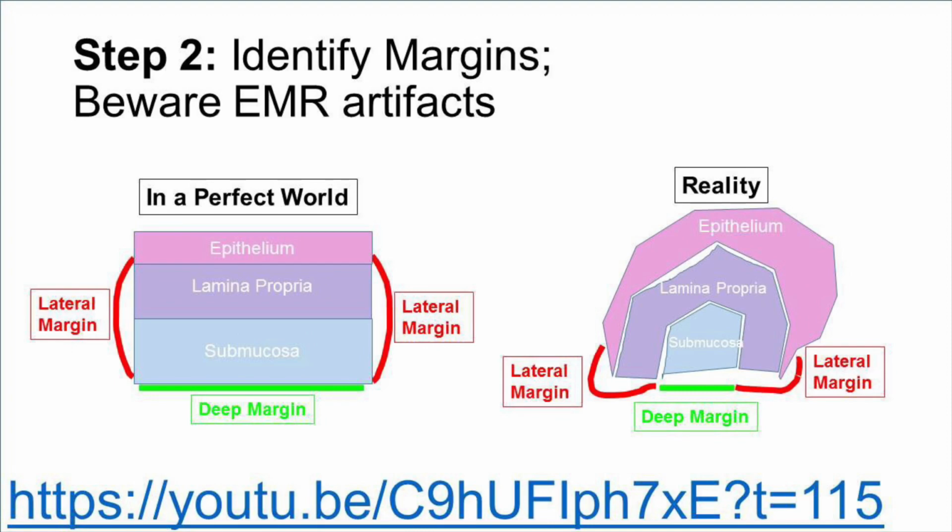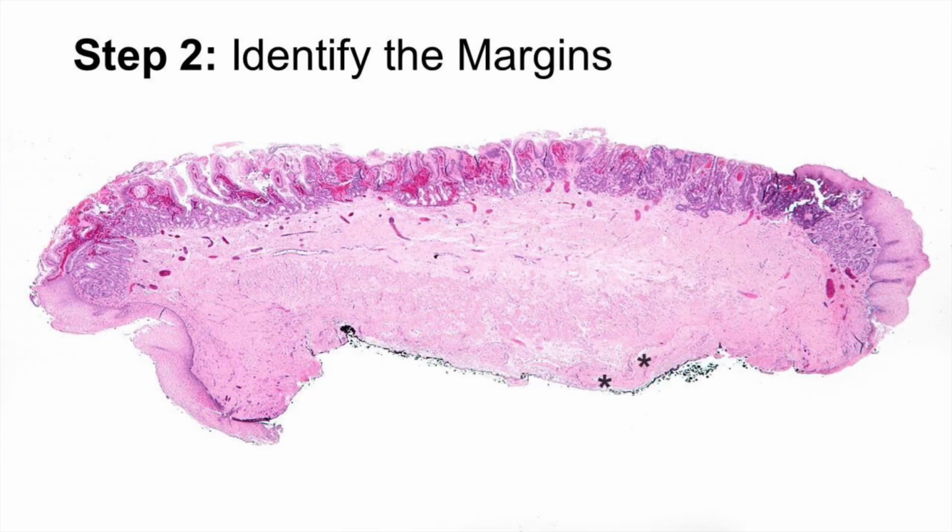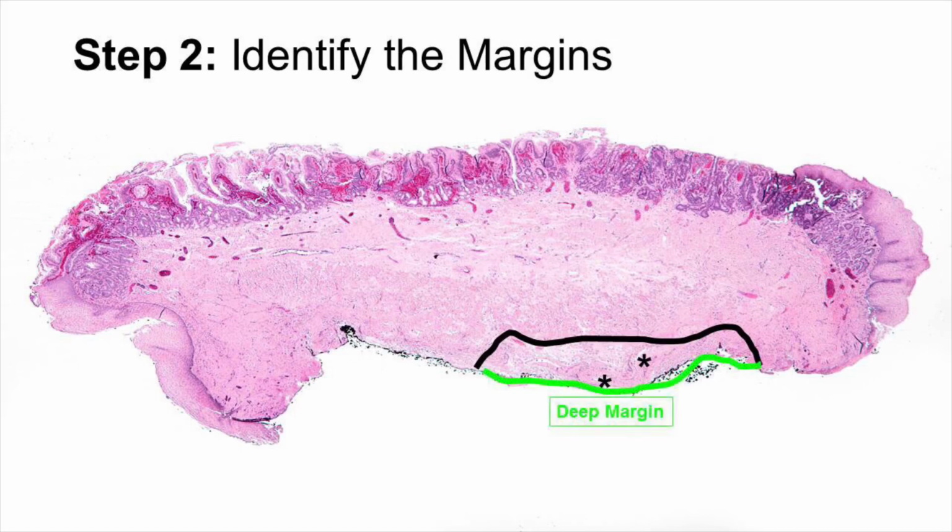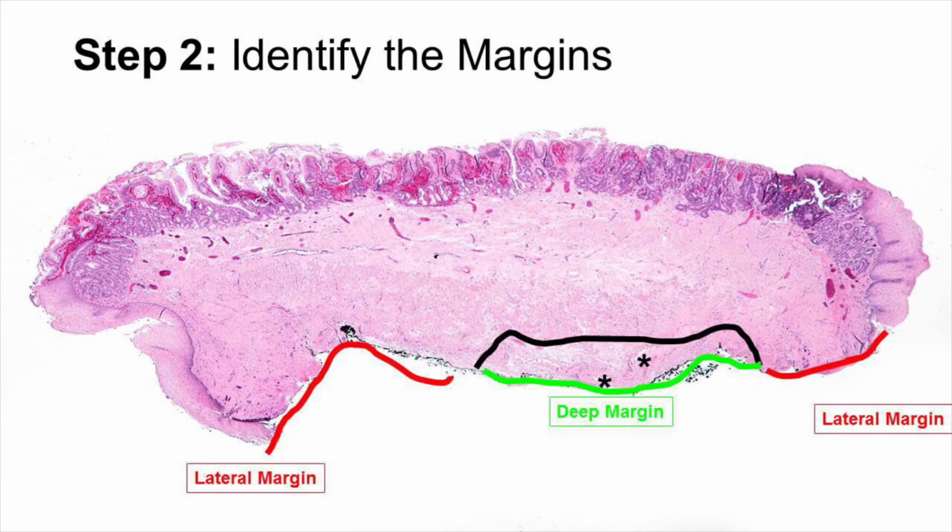All right, so let's identify the margins on a real-life example. First, I look for the large caliber vessels or glands, or vessels are highlighted by the asterisk. I know that's submucosa, so the big muscle above this area is going to be my original muscularis mucosae. That means that this submucosa is going to be bound by the deep margin. The lateral margins will extend from the deep margin up to the surface.